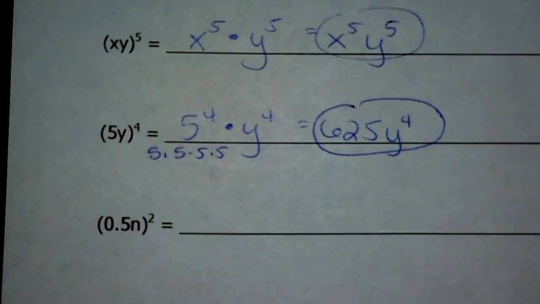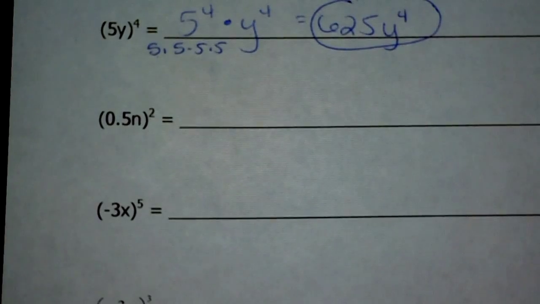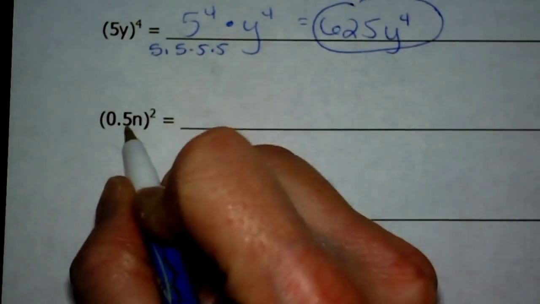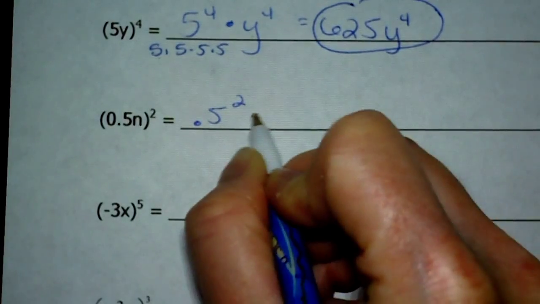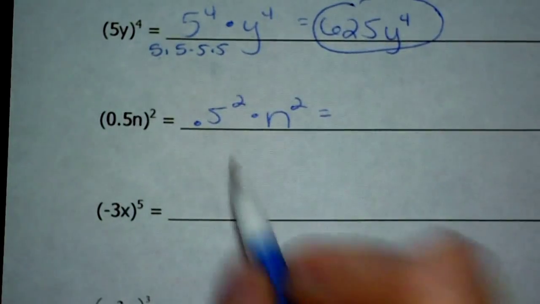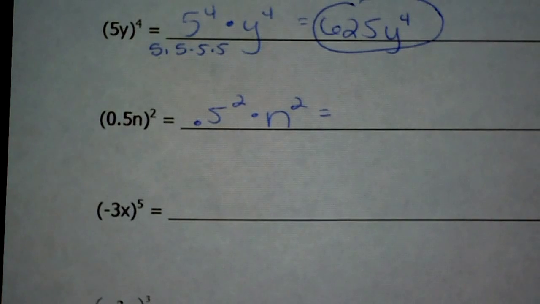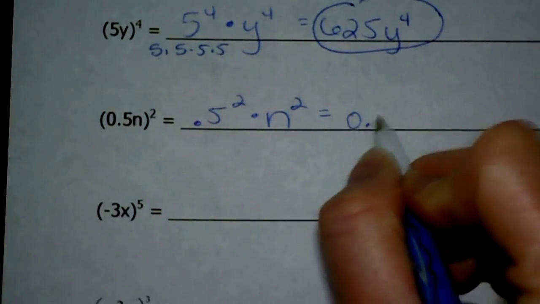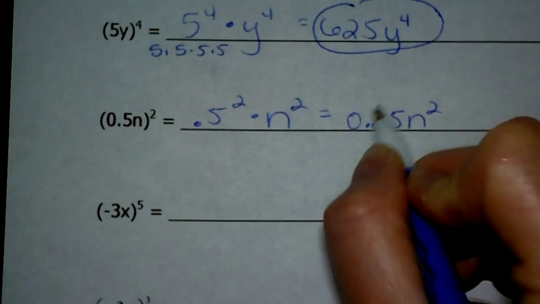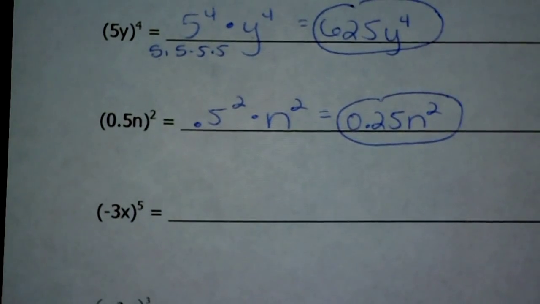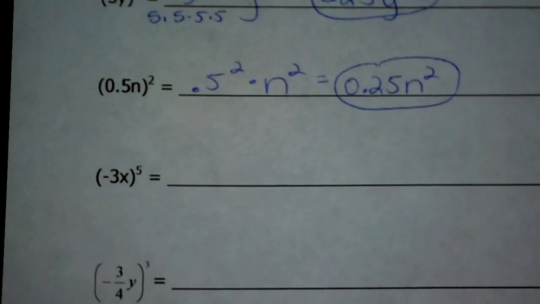All right, next one. I have a decimal in there. It's okay to have decimals. And this means I want to raise 0.5 to the 2nd power and n to the 2nd power. We can go ahead and evaluate 0.5 to the 2nd power. It's 0.5 multiplied by another 0.5, which is 0.25. I can put the 0 there, why not? And we can't evaluate n squared because we don't know what n is. So that should be your final answer. 2 left, we're almost there.